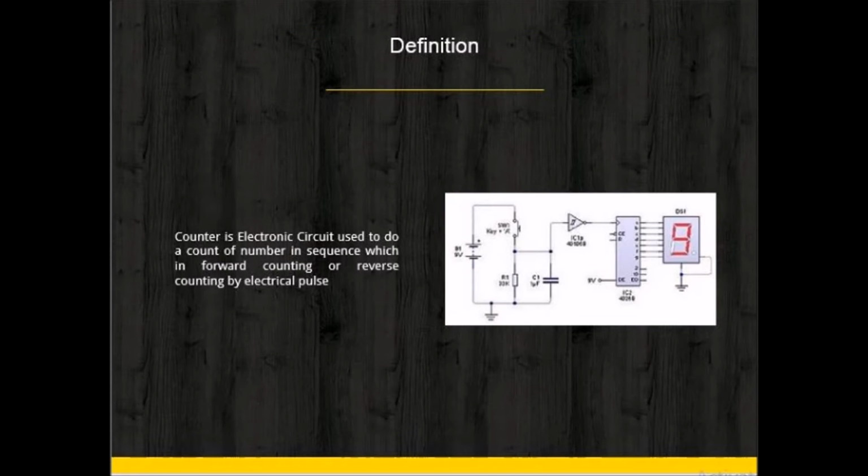Okay, let's start with the definition itself. The counter is an electronic circuit used to count numbers in sequence, either forward counting or reverse counting, by electrical pulses. So the image shown there is one sample of a circuit which has a counter to count the number.